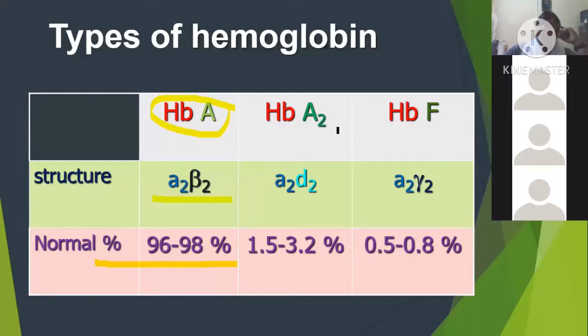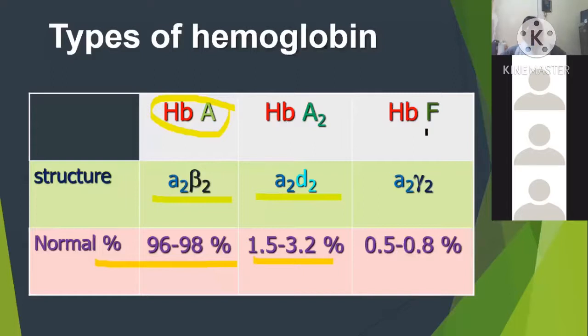Whereas hemoglobin A2 is a minor form of hemoglobin which can be 1 to 3%, where it is alpha 2 and delta 2. Unlike the beta chain, here it has the delta chain. So beta and delta differ in their structure. And here it is delta 2.